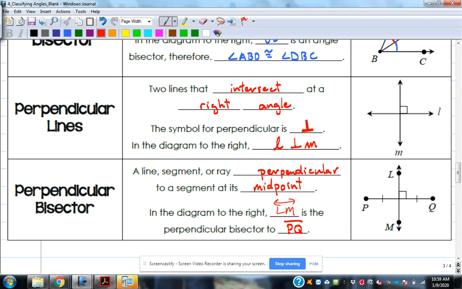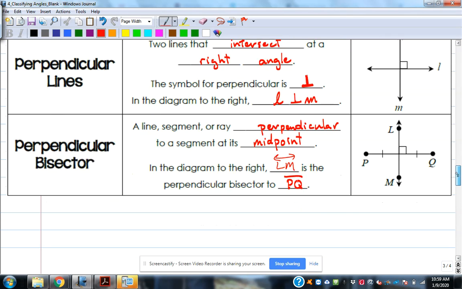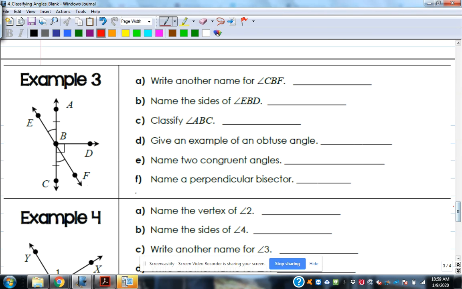All right. So perpendicular bisector, we see the notation. We got the perpendicular mark, the right angle there. We see the two little hash marks on the segments from P to the midpoint and the midpoint to Q, those are the congruent segments. All right, let's look at example 3. Kind of put some of this to action.